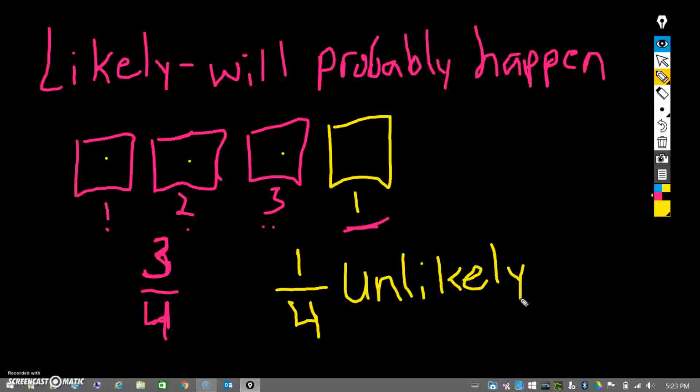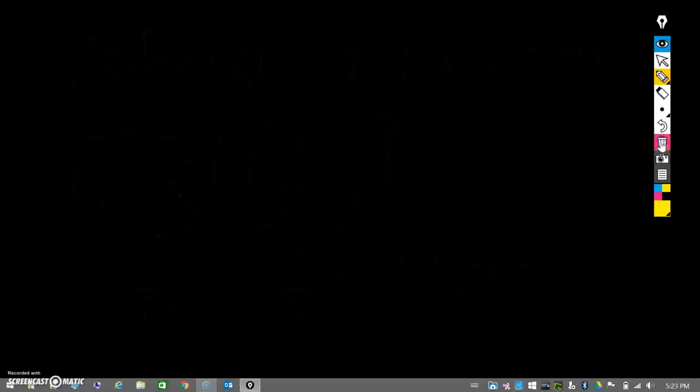Okay? Now, unlikely means it probably won't happen, but it can. But it probably won't. Just because there's only 1 square in there. If you're reaching in blind, chances of you hitting that 1 square are only 1 in 4. Okay? So not great odds. Okay, so that's 3 of our vocab words. We've done certain, likely, and unlikely.